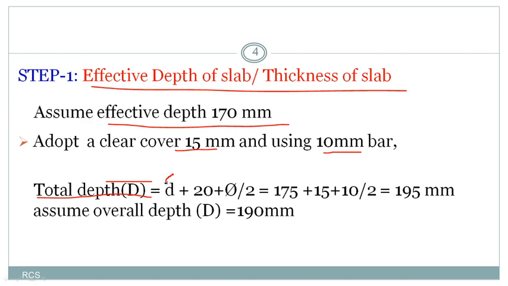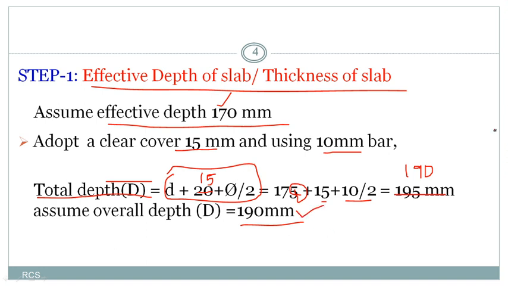This can be calculated using this formula: small d is the effective depth of the slab, which we assumed, that is 170, plus clear cover, which I am assuming is 15 mm, plus the bar diameter by 2. So here it is 170 plus 15 plus 10 by 2, that is 170 plus 15 is 185, plus 5, so we get 190. So the overall depth of the slab is 190 mm.